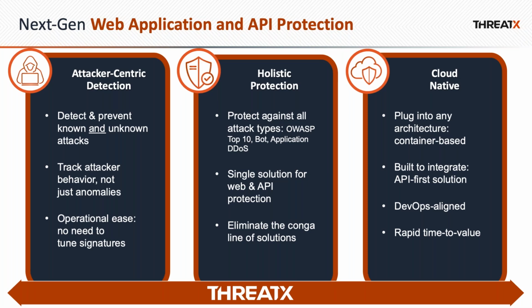So using a product that integrates web and API protection as well as bot and layer 7 DDoS prevention, and uses the intelligence that each of those facets uncovers to make the product as a whole that much more effective, sharing that information and eliminating that conga line of even tinier point products.